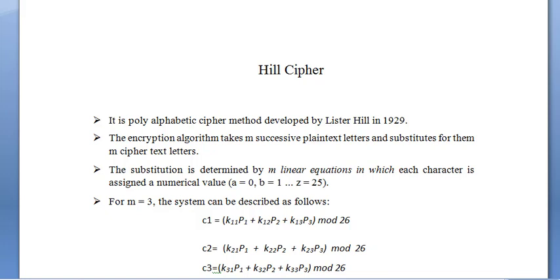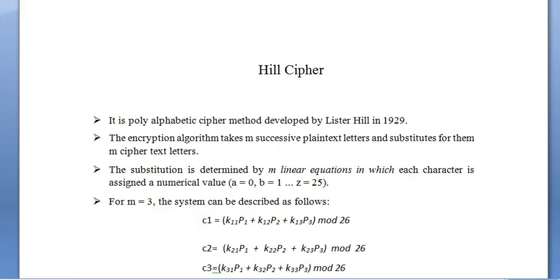So Hill cipher is a polyalphabetic cipher method developed by Lester Hill in 1921. From his name, this algorithm was given the name Hill cipher. The encryption algorithm takes m successive plain text letters and substitutes for them m ciphertext letters.